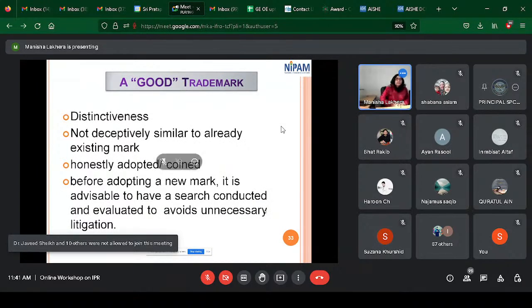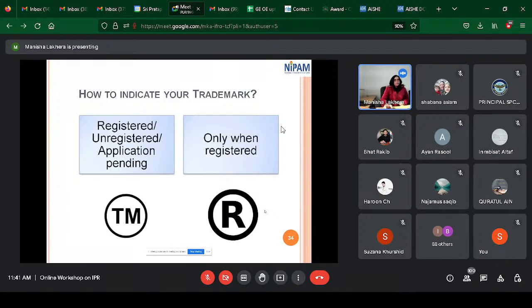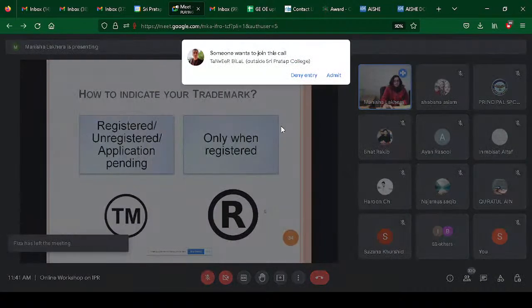So a good trademark should be distinct, should not be similar to already existing marks, should be honestly adopted or coined, and must not be copied from anywhere. So while adopting a new mark, always conduct a search at your level so as to avoid unnecessary litigation. When you apply for a trademark, you can write TM with your brand, and when your brand gets registered as a trademark, then you can write R.